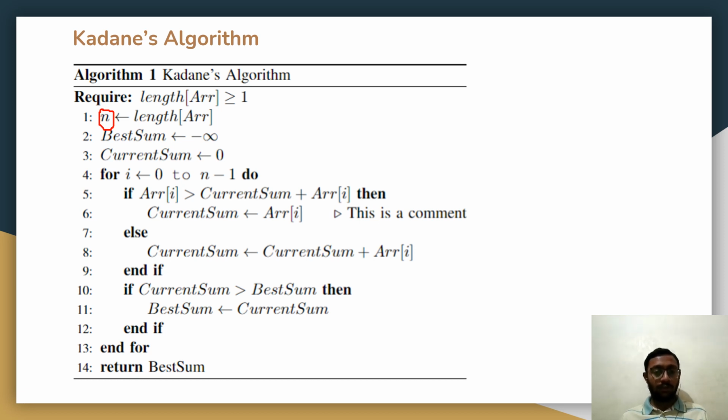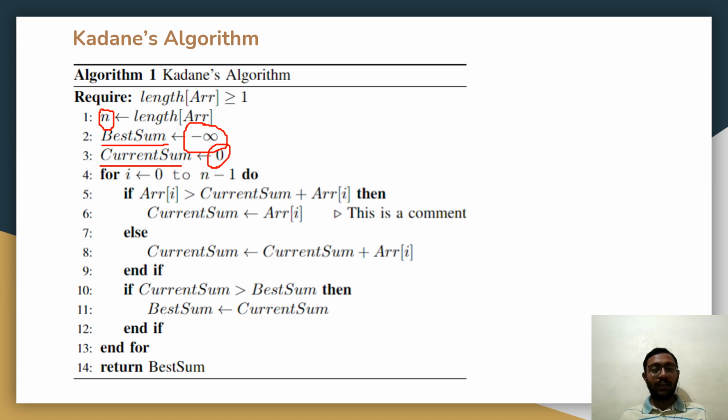There are actually two variables, best sum and current sum. Best sum is initialized to negative infinity, and there is a reason for that: we want the maximum subarray sum. So the variable will keep track of the maximum subarray sum found so far. And there is the current sum, which is initialized to 0. This variable tracks the maximum subarray sum ending at the current element.